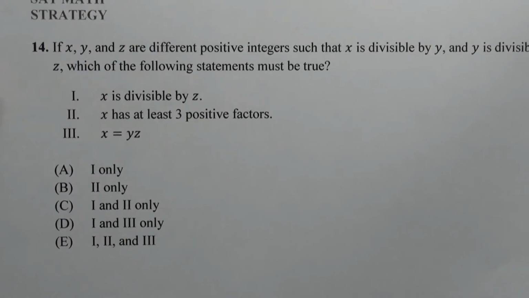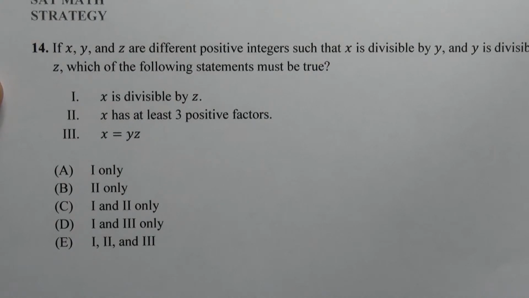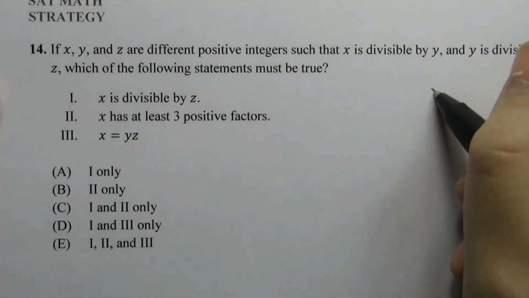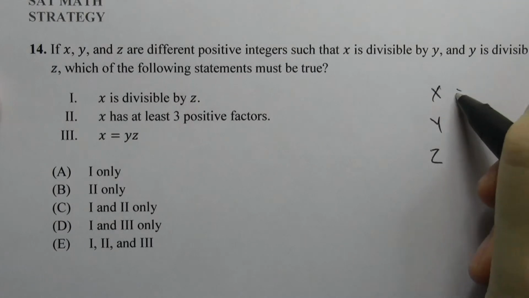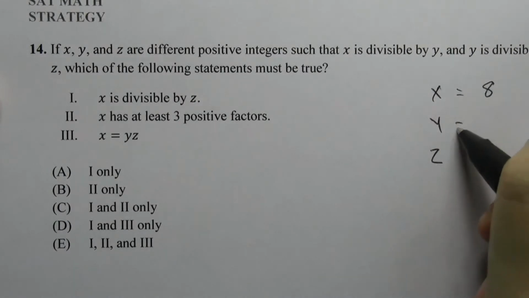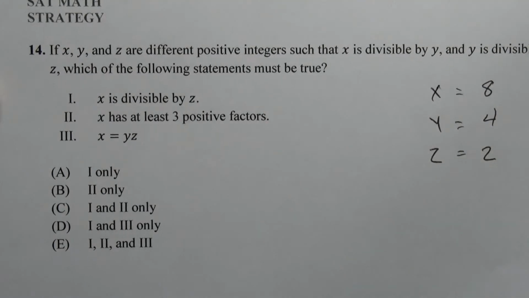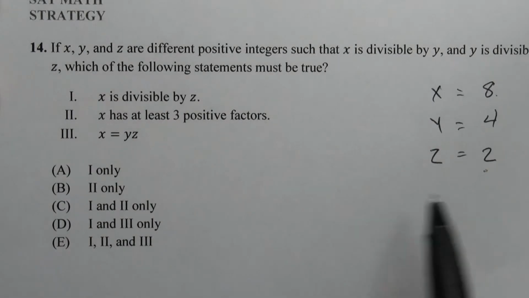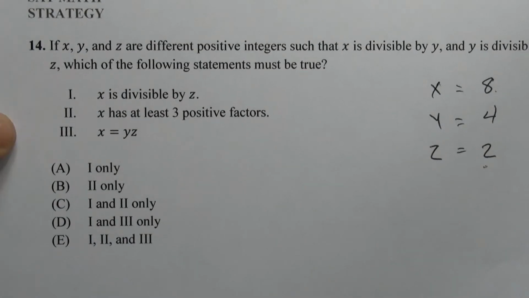Number 14: if x, y, and z are different positive integers such that x is divisible by y and y is divisible by z, which of the following statements must be true? Again, must be. A single instance where it doesn't work, it's out. So x is divisible by y, which is divisible by z, and they're all different. Let's start with x, and then we'll pick y and z. Let's pick a number that has at least 2 factors. Let's start with 8, y is 4, z is 2. Again, pretty predictable numbers. So we'll test the first one. x is divisible by z, 8 is divisible by 2. Now again, we're not putting a check next to it because it has to work in every instance. We're looking to cross out answer choices.